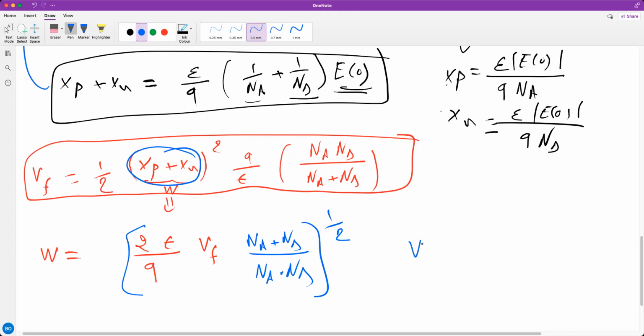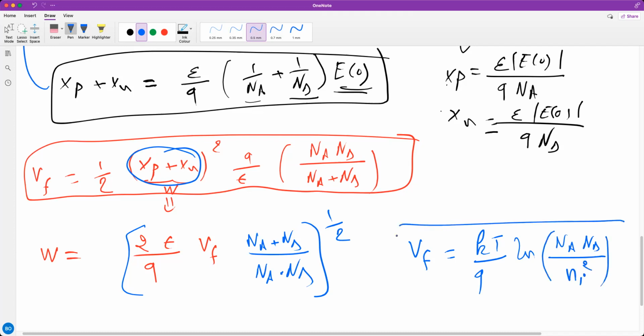We know, remember, we already calculated that the built-in potential is equal to the Boltzmann constant, the temperature, divided by the charge of the electron, and ln of NA ND over the intrinsic carrier density. So you can easily also include this here. So you have to play with these parameters.